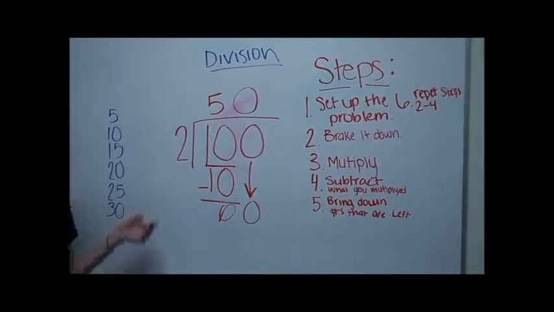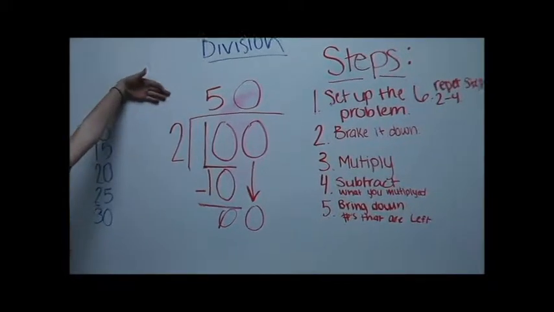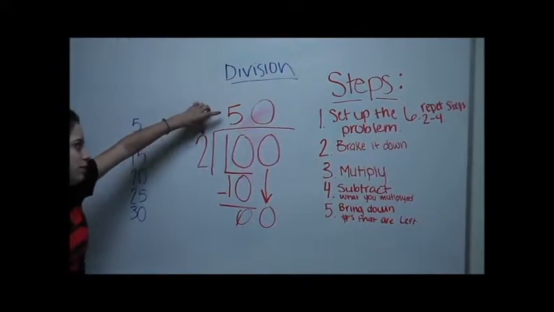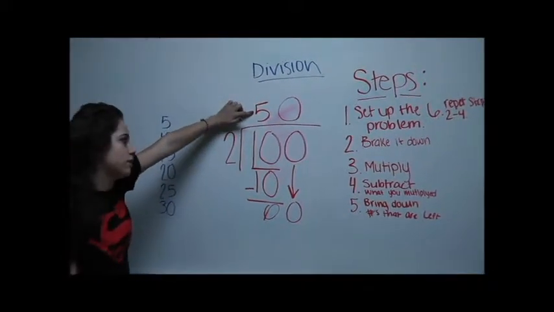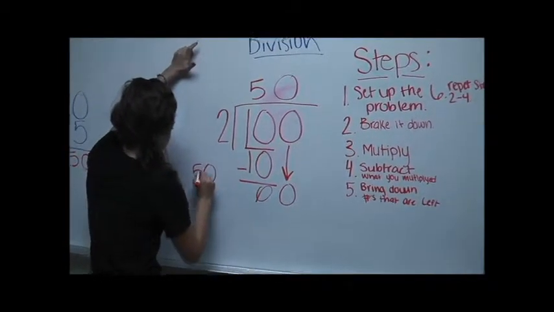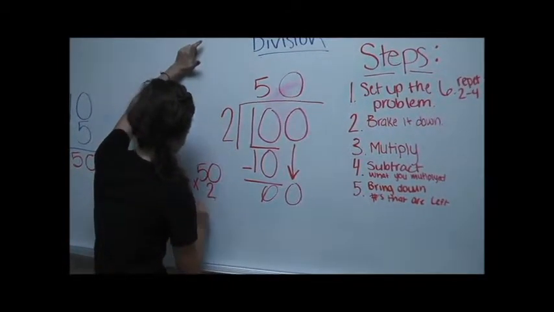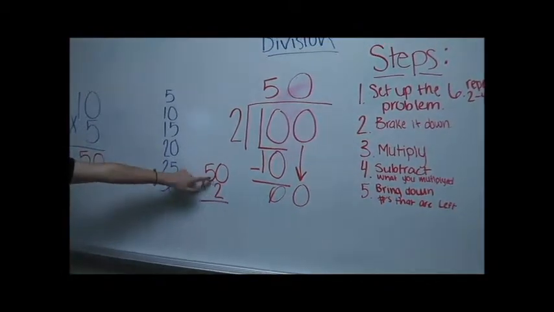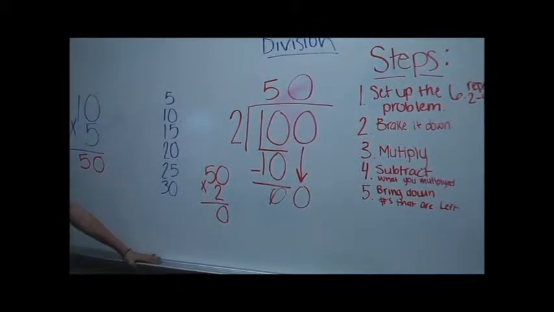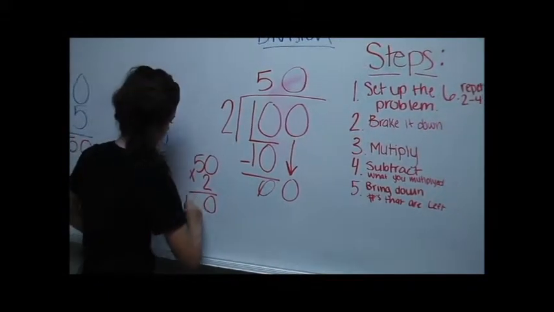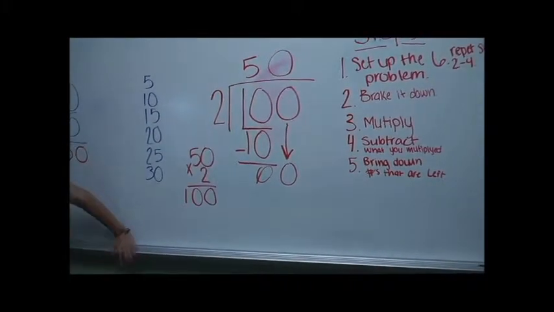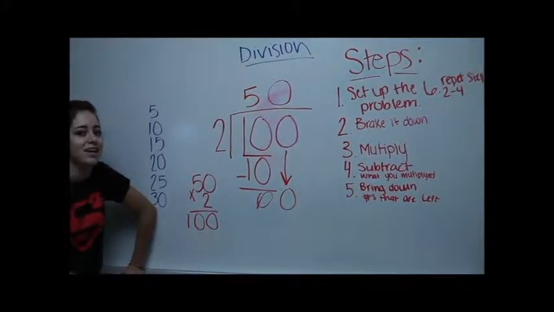So to check if it's correct, just multiply 2 and 50. So you just go right here and put 50 times 2. Now 2 times 0 is 0. 5 times 2 is 10. So that will be 100, and 100 is what we got inside. So that's how you divide. Yay.